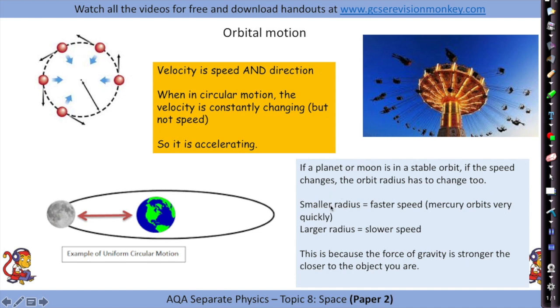So if you make the radius smaller, it's the same as making the speed faster. So something will orbit a planet much faster at a smaller radius. The further away from the planet it is, the slower the speed it can have. And this is because the force of gravity is stronger near the object. So because the force is stronger, it'll make it rotate quicker.